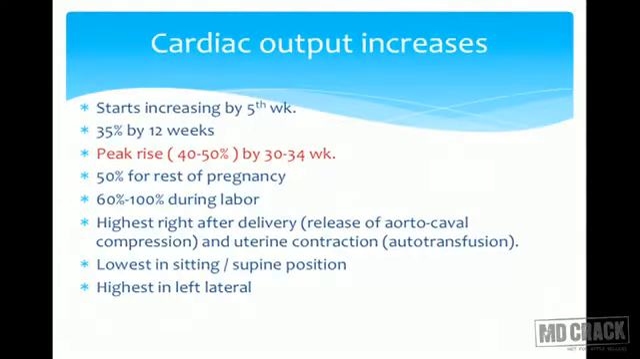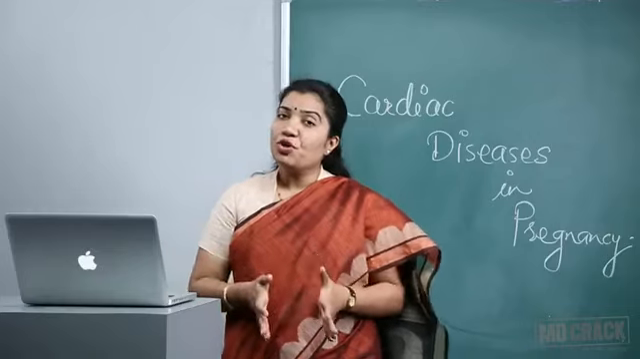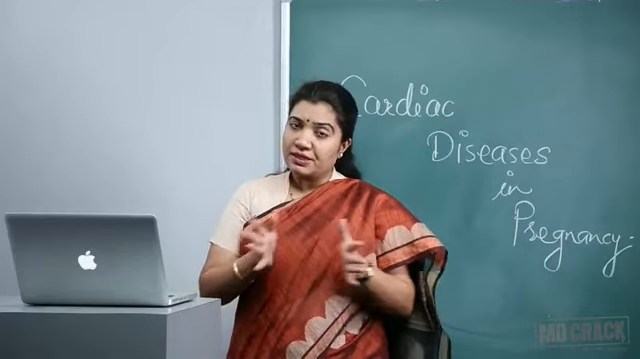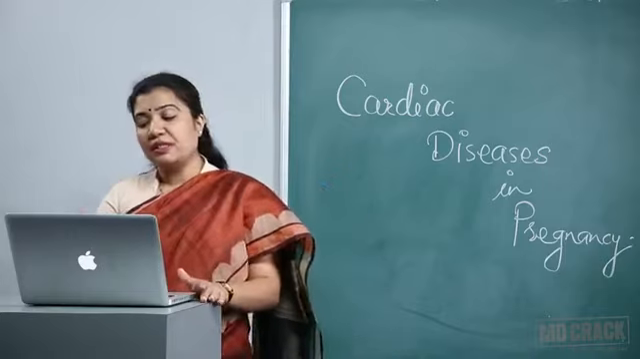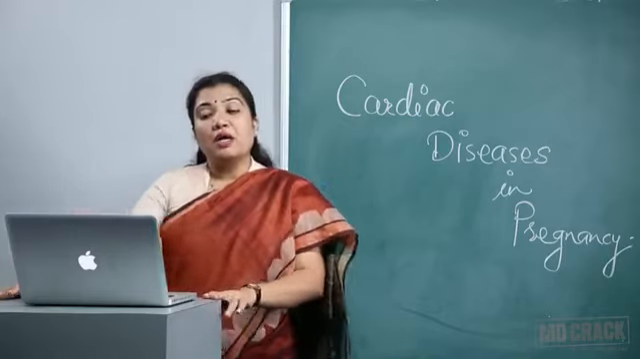The cardiac output is lowest in sitting and supine position and it is highest in left lateral. The reason is obvious. The pressure of the gravid uterus is removed when the patient is in left lateral position. That increases the venous return and thus increases the cardiac output.